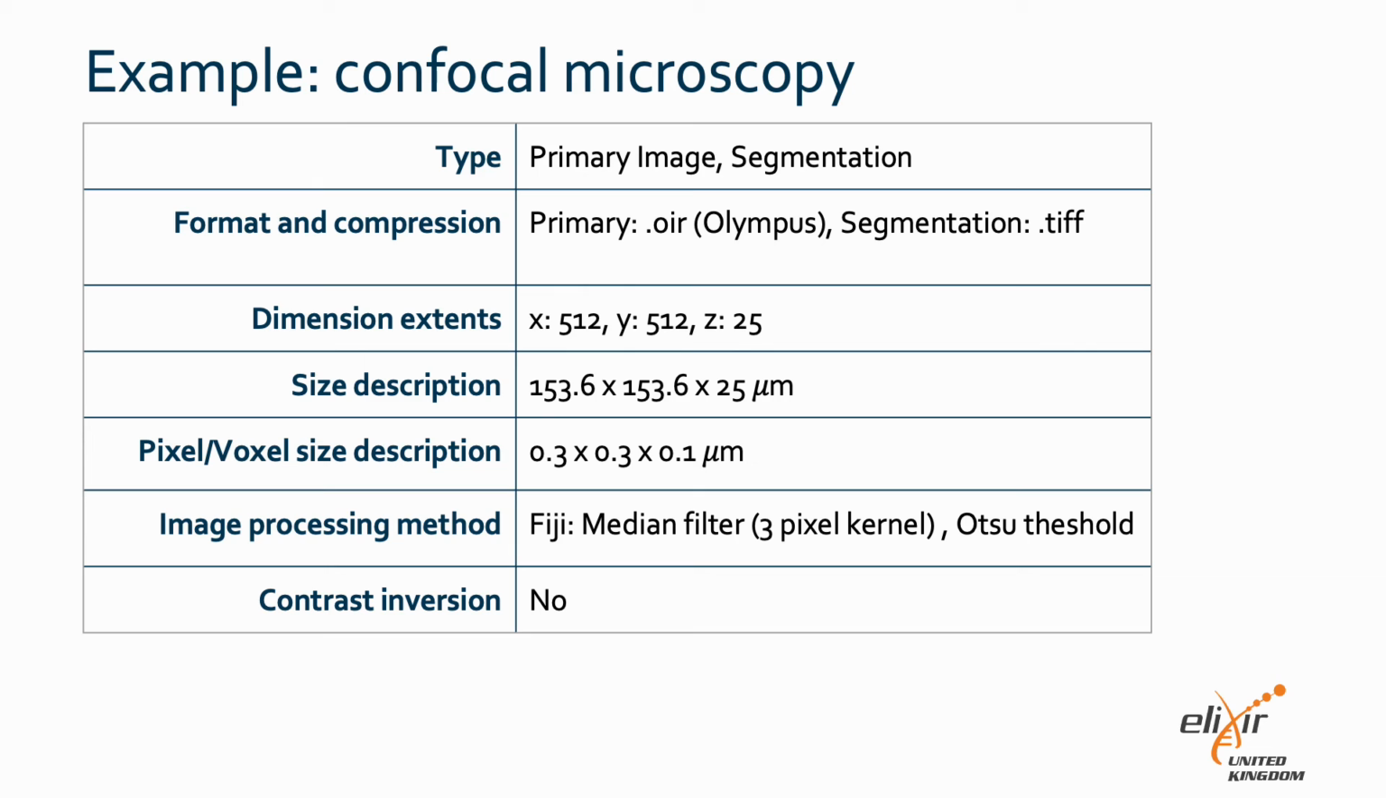To get from the raw images to the segmented images, the data has been filtered and then thresholded. This is a fairly simple method. If the method you have used has a lot of steps, you may want to consider breaking the description into sections. Assume that anyone reading the metadata has some knowledge of image analysis, so you can state common methods by name, and you don't need to describe them in detail. Finally, neither of these two datasets are inverted.